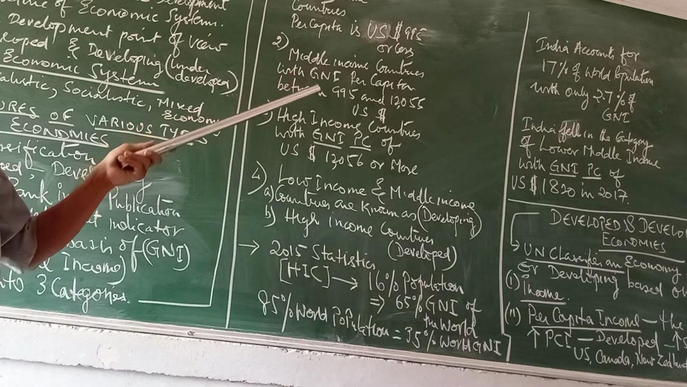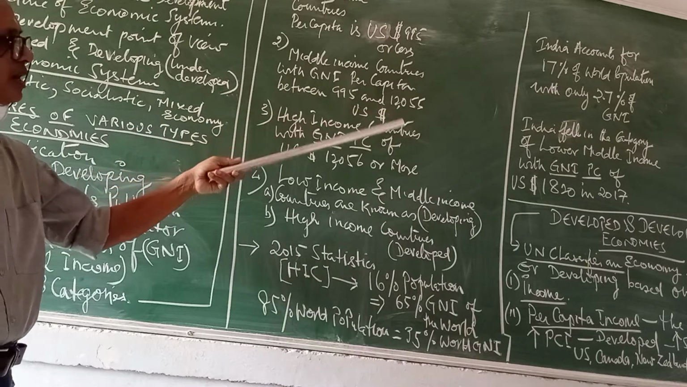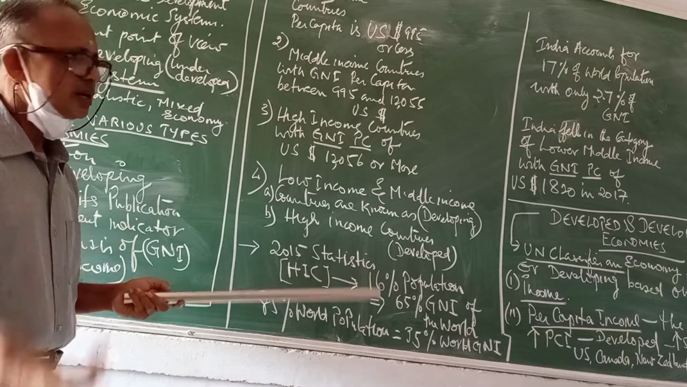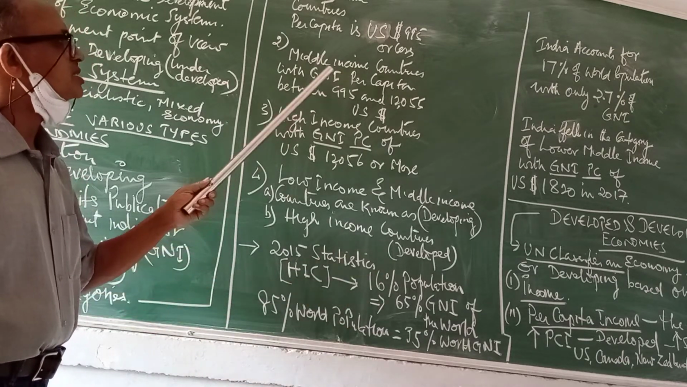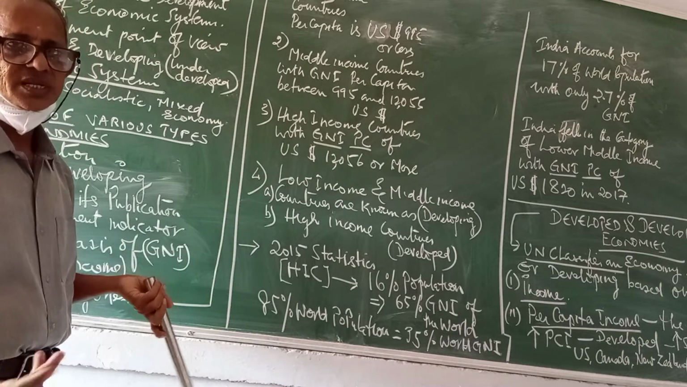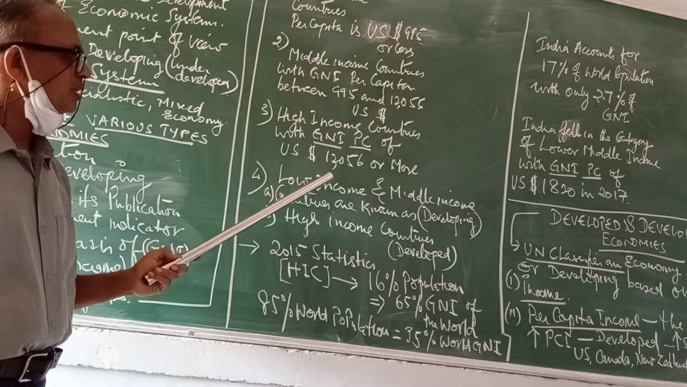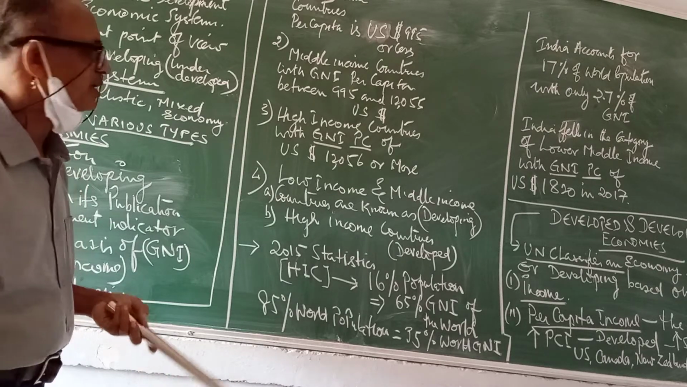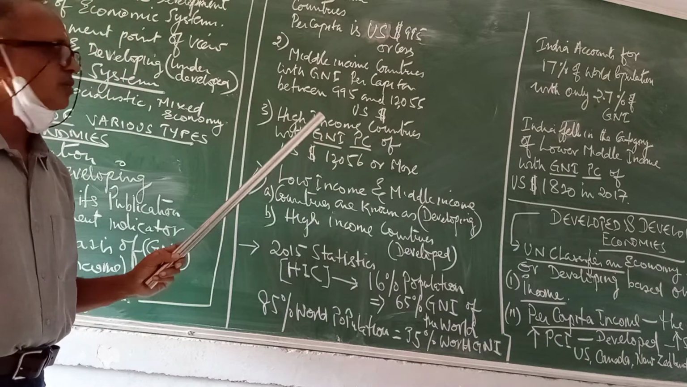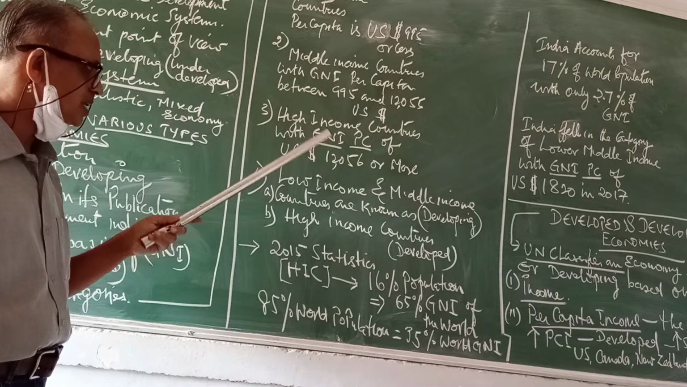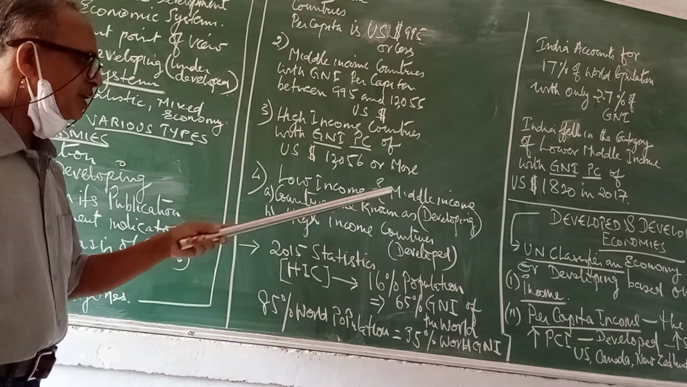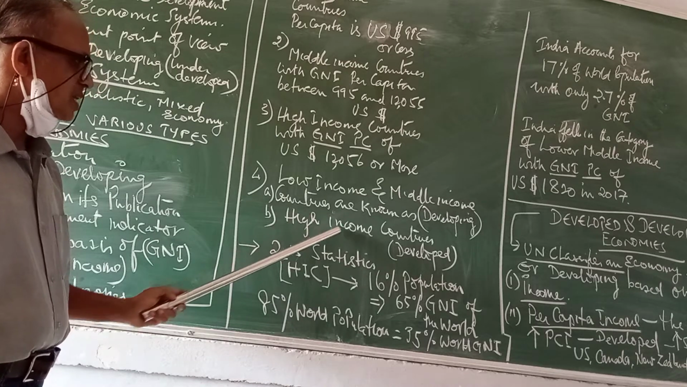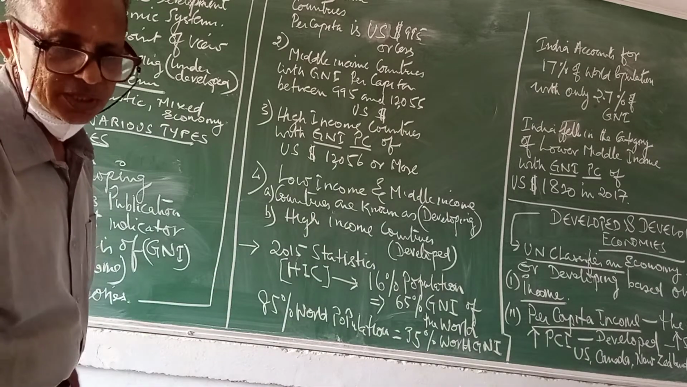Then you have middle income countries with the GNI per capita between 995 and 12,055 US dollars. So a country that falls between these is categorized as a middle income country, and high income countries have a GNI per capita of 12,056 or more. So we have low income, middle income and high income countries. Low income and middle income countries are known as developing countries, and high income countries are called developed countries.